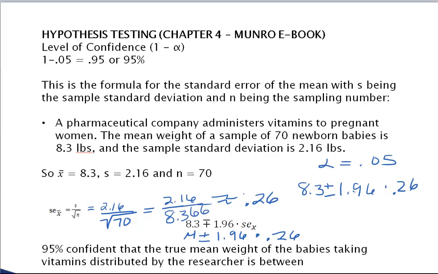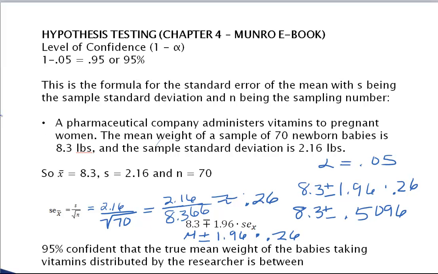So let's make some sense of that. Order of operations tells me that I have to multiply before I can add or subtract. So I'm going to do 1.96 times 0.26, and I come up with 0.5096. And 8.3, I didn't do anything to that, plus or minus 0.5096.